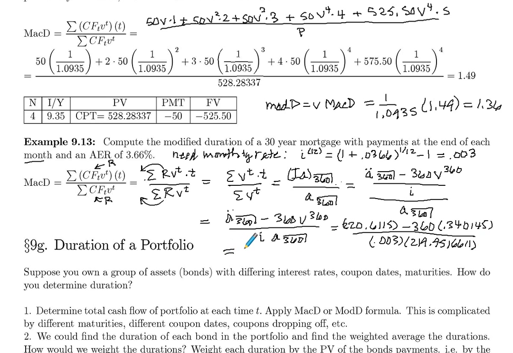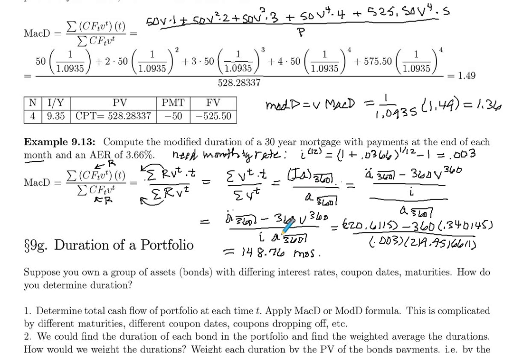And then the final answer to 2 decimal places is 148.76. And that's going to be in months, because our payment period is months. So that's something a little bit different that we hadn't seen before. The thing that was different was we had to convert our rate over.